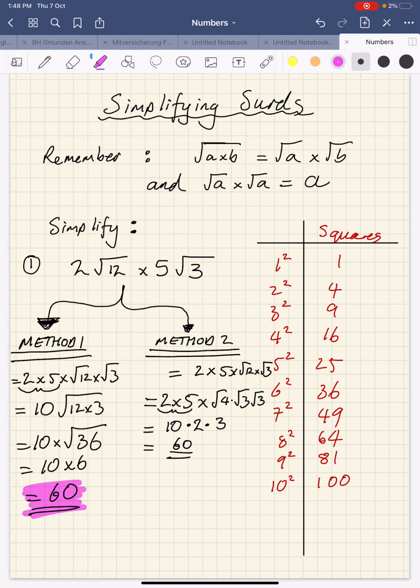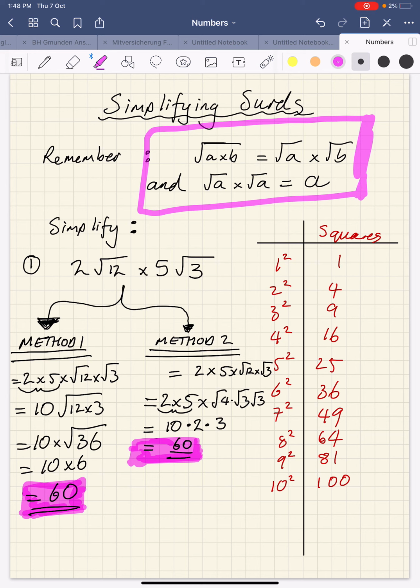And again, maybe it's not a case of which method is quicker. They are both valid methods for tackling this particular problem. We're simplifying surds, and we're using these two main ideas, rules of surds. And yeah, either method is a good method to try.